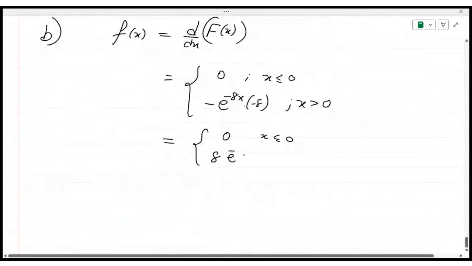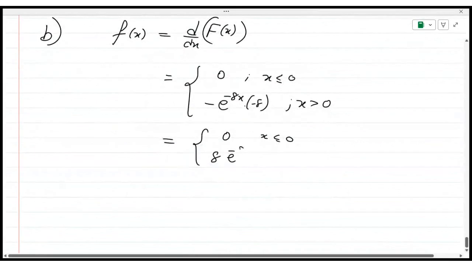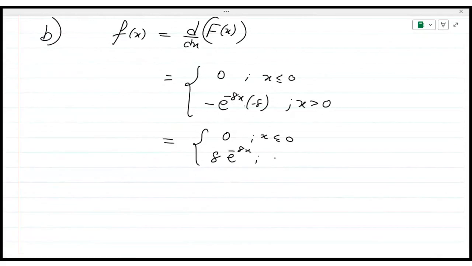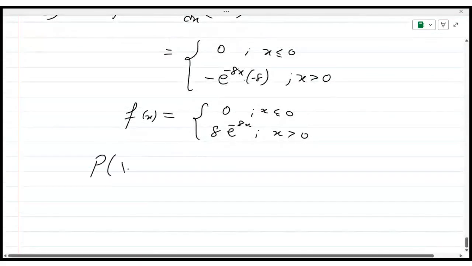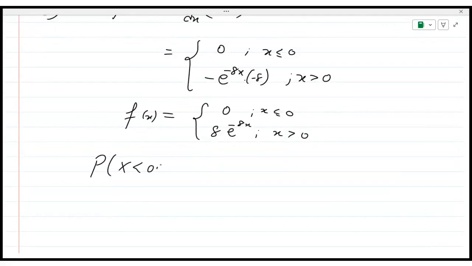So 8 into e power minus 8x when x is greater than 0. This is the density function we have found. But in the question, we have to find the chance that waiting time is less than 0.2 hour. That is 12 minutes. So in the second part, we have to find it from the PDF.